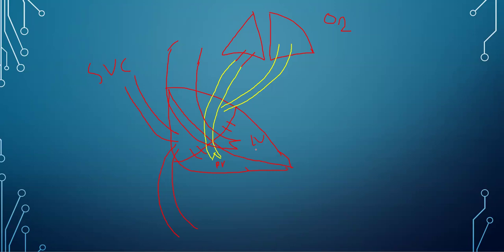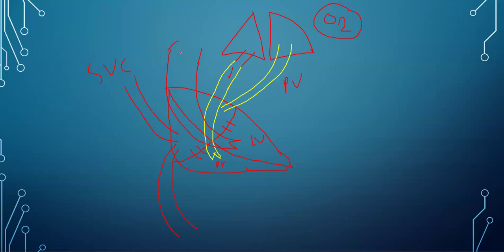So again, to recapitulate, the superior and inferior vena cava take blood to the right atrium, and then it goes to the right ventricle. From the right ventricle, it goes to the lungs through the pulmonary artery, and then it becomes oxygenated. Through the pulmonary vein, oxygenated blood will be taken to the left atrium, then goes to the left ventricle, and then goes to the aorta. Okay?